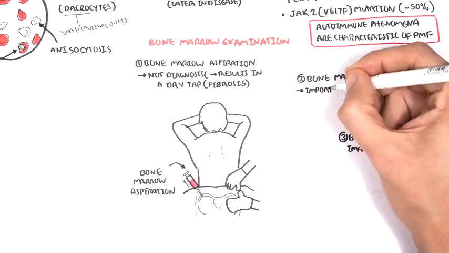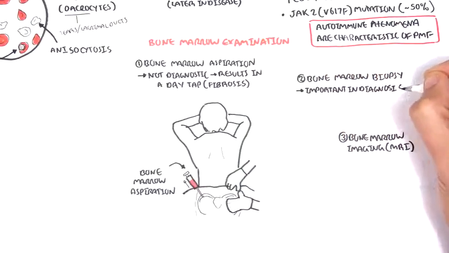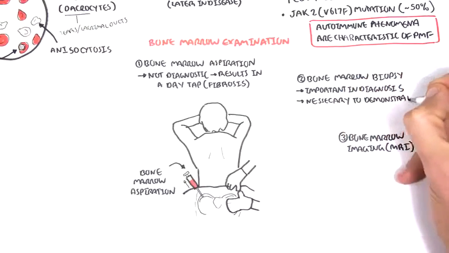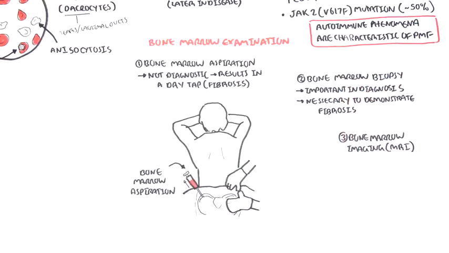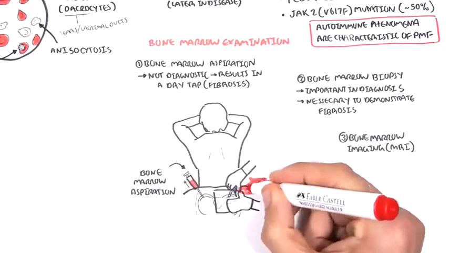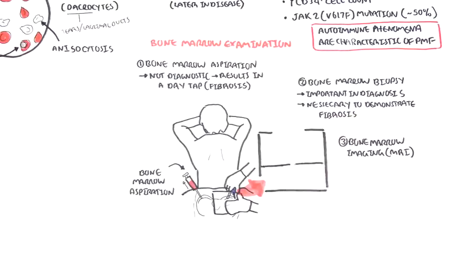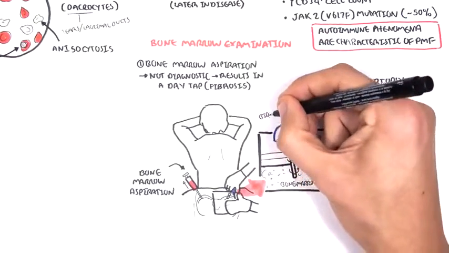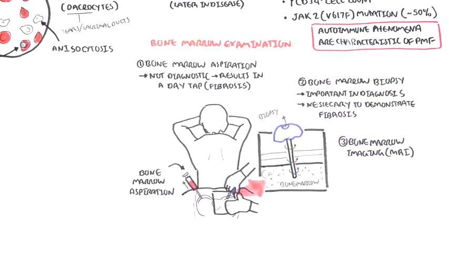Bone marrow biopsy, on the other hand, helps in diagnosing myelofibrosis. The bone marrow biopsy is necessary to demonstrate fibrosis. Here is a biopsy needle which is being drilled through the bone and into the bone marrow. It is then used to obtain bone marrow tissue for histological examination. The final bone marrow investigation includes imaging, for example, using an MRI.